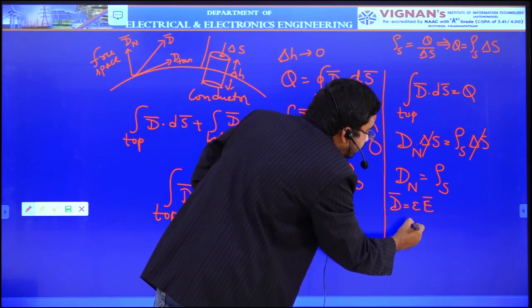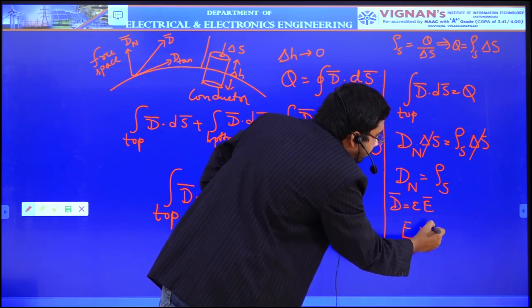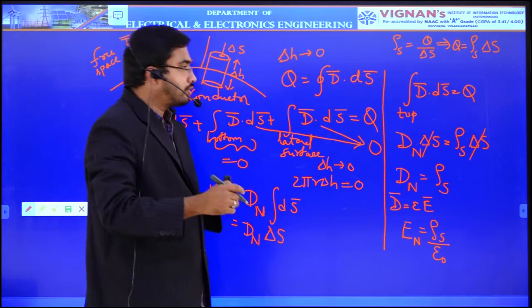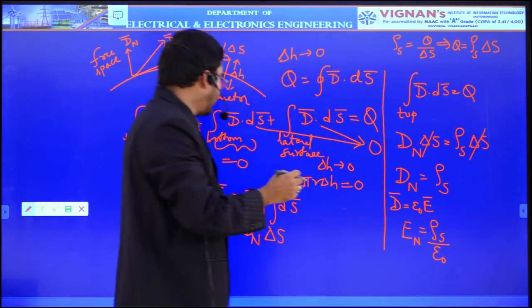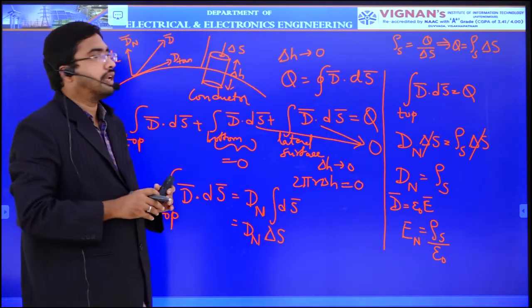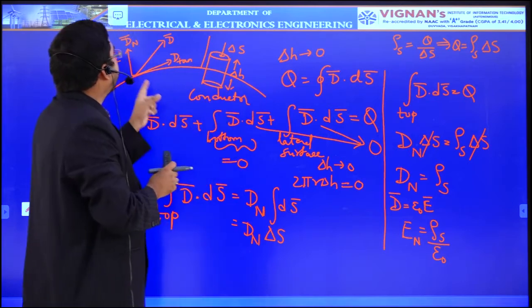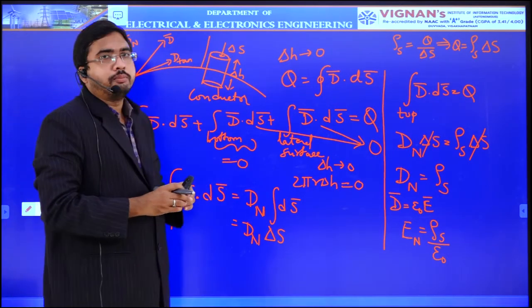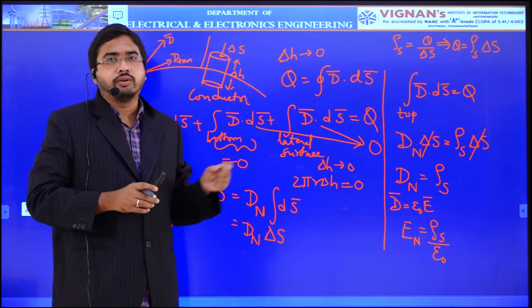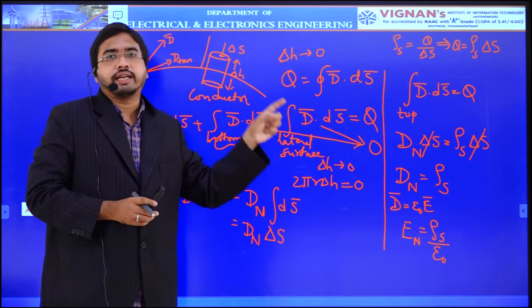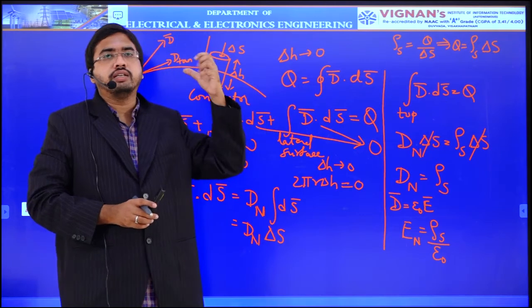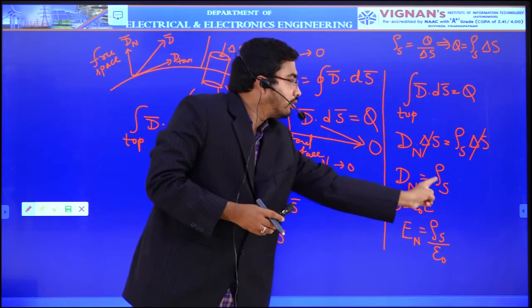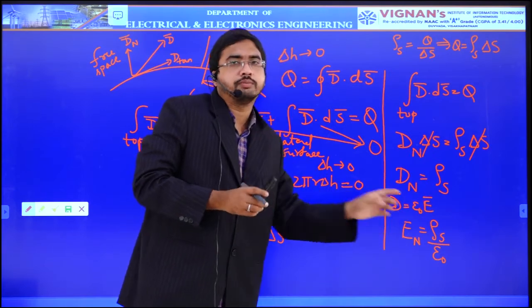So what will happen to En? That is rho s by epsilon naught. Everywhere we should consider epsilon naught only, because here epsilon r is equal to 1. Here we are having free space. So the total boundary conditions between a conductor and free space are: the previous ones, E tan equal to 0, D tan equal to 0, and Dn equal to rho s, and En equal to rho s by epsilon naught.